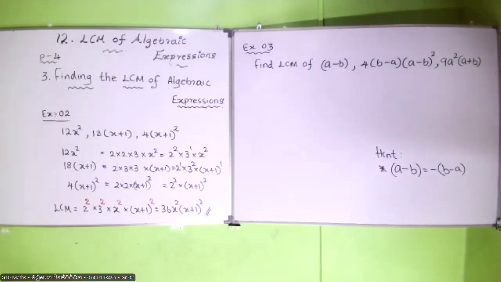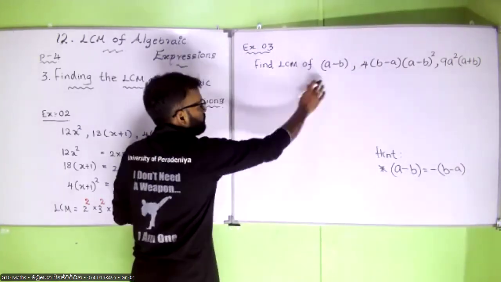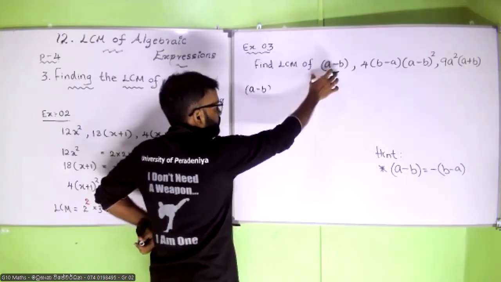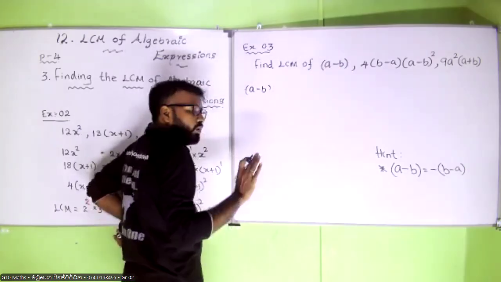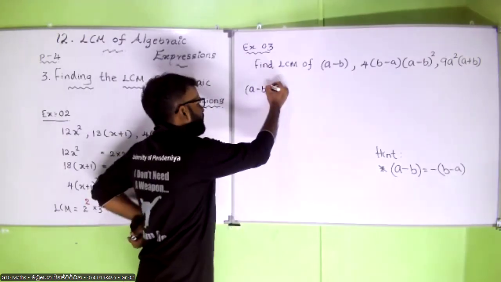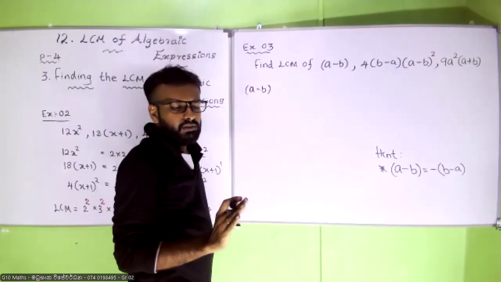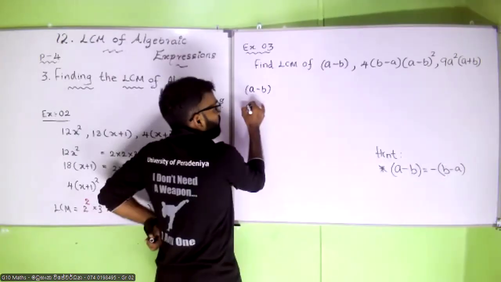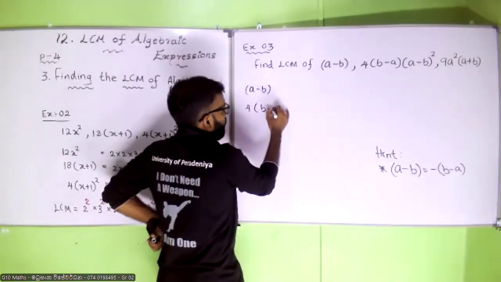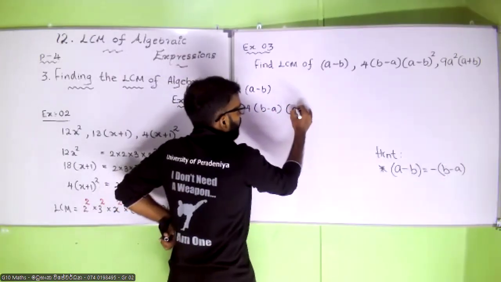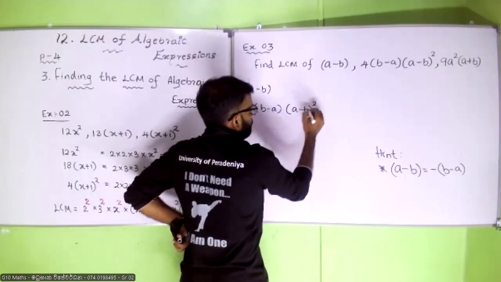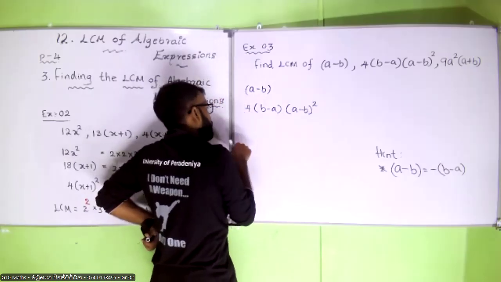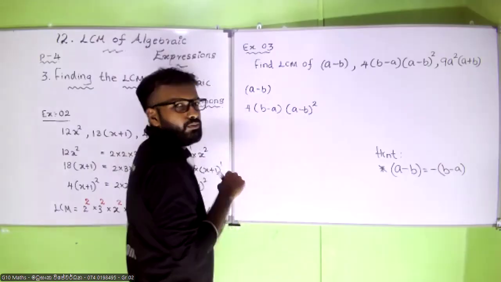Okay. So here you have a minus b. When you deal with this one, no need to worry at all because you have only this factor, a minus b. Then 4 times b minus a, a minus b to the power 2. Here you have the numerical value 4. You can represent it as 2 times 2.